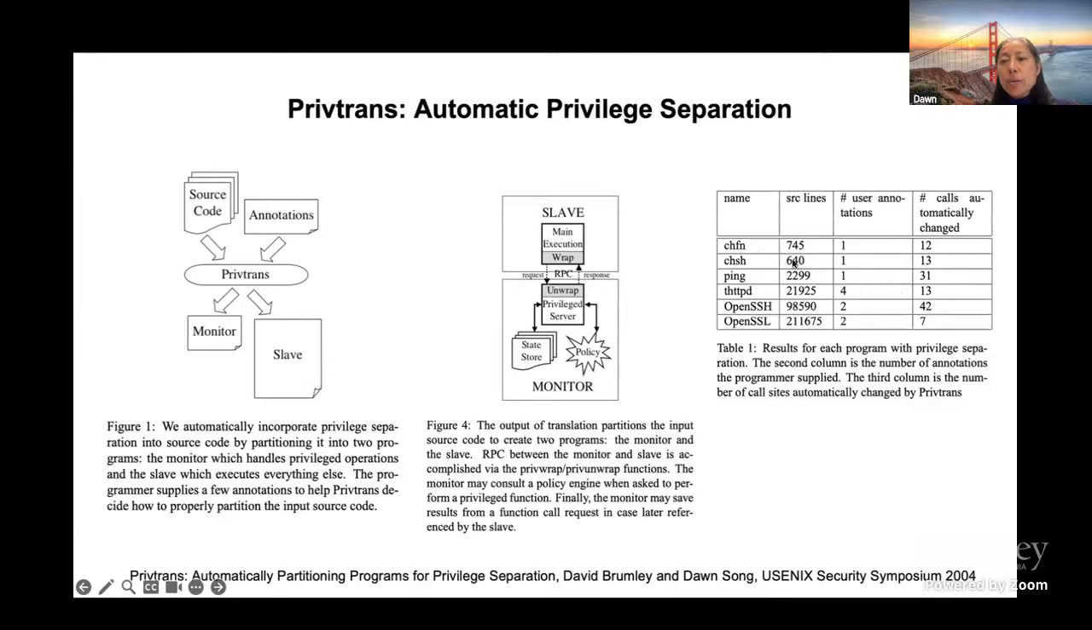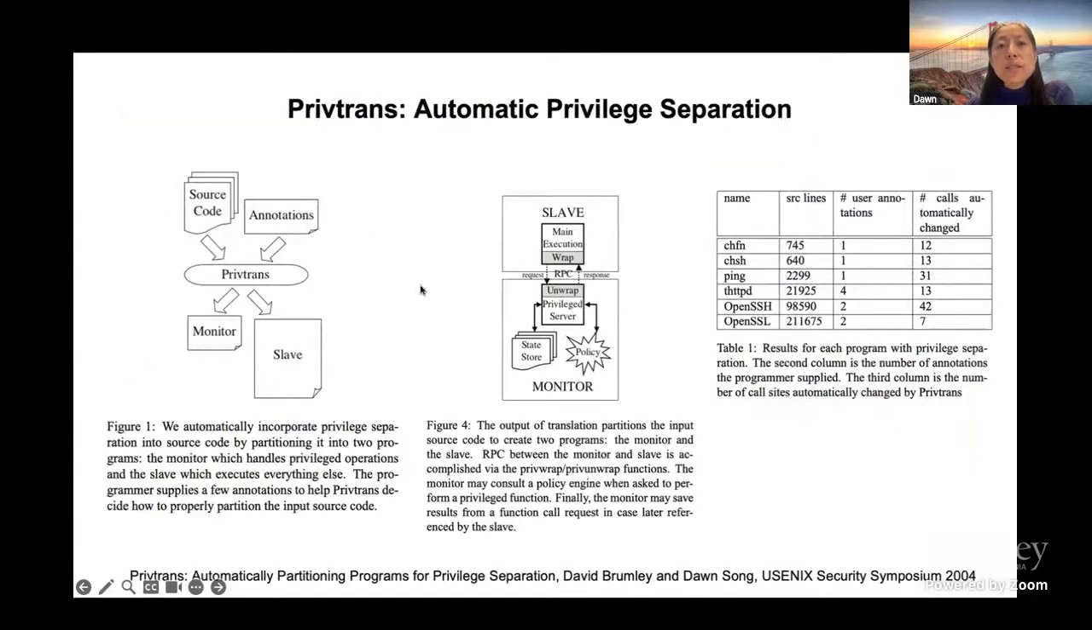And in our work and experiments, we also show that privilege separation is a very effective mechanism. It can automatically perform source-to-source transformation to automatically decompose the original monolithic code, even including large codebases such as OpenSSH and OpenSSL, into these privilege separated components with a very small number of user annotations and a small number of calls that are automatically changed due to this separation, and significantly improves the defense capabilities of the overall system.